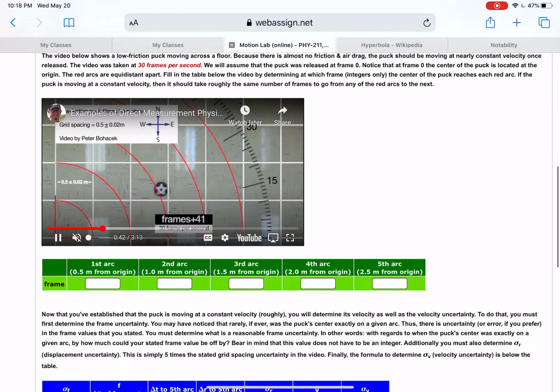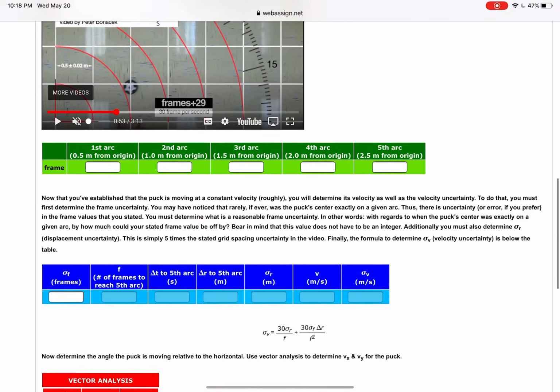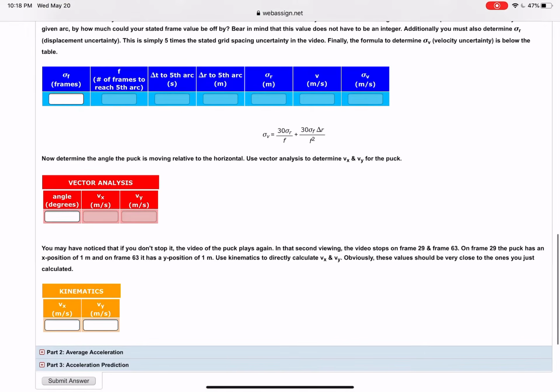If I hit play and let it go, it'll start playing again here in just a minute. There it goes. And it's going to stop right there. And let me pause it as well. At frame 29, we can see it has moved. You can see it's right on that white vertical line. That white vertical line is an x displacement of 1 meter. So we know in 29 frames, its x displacement is 1 meter. So we can use that to figure out the x velocity using kinematics.